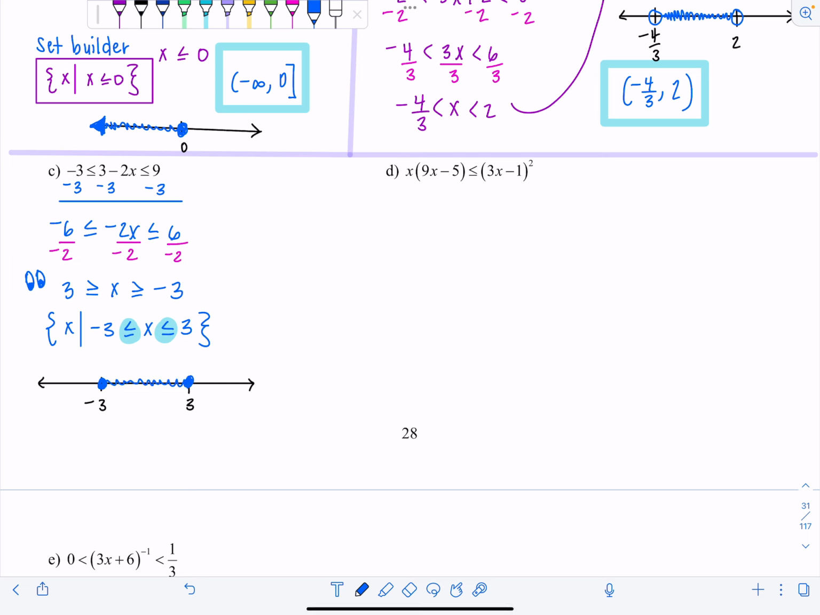And then when you write it in interval notation, to show that you're including the endpoints this time, we're going to use brackets at both -3 and 3.